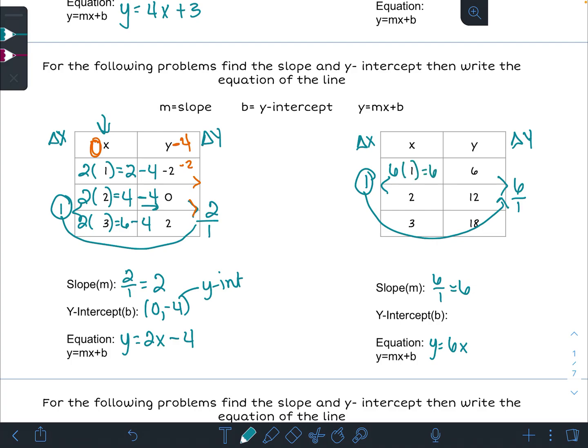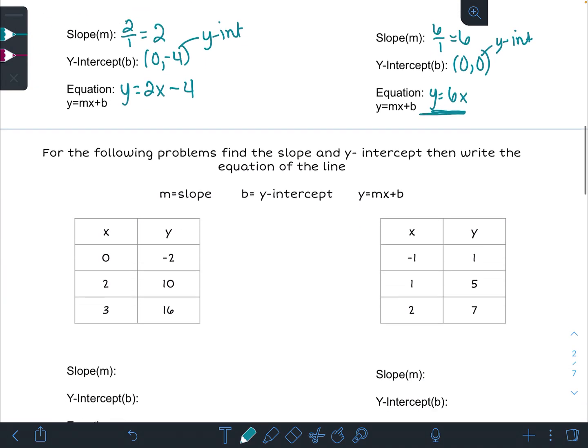So if I do 6 times 1, that gives me 6. Do I have to add or subtract anything to get to 6? No. If I do 6 times 2, it gives me 12. Again, I don't have to add or subtract anything. So I know that this would go through the origin, and that 0 would be my y-intercept. So I would not have to do anything. My equation would just be y equals 6x.